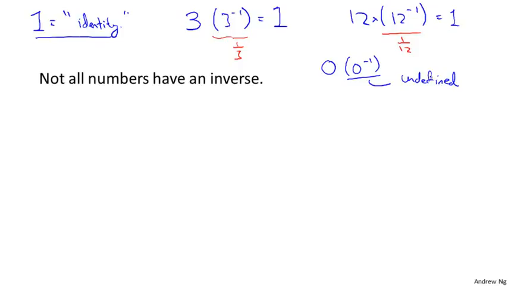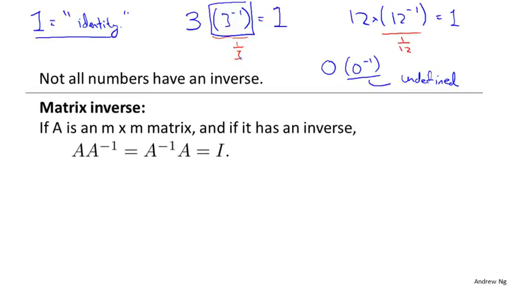And what we want to do in the rest of the slide is figure out what it means to compute the inverse of a matrix. Here's the idea. If A is an m by m matrix, and if it has an inverse, I'll say a little bit more about that later, then the inverse is written A to the minus 1, and A times its inverse, A to the minus 1, is equal to A inverse times A, which gives us back the identity matrix. Okay?